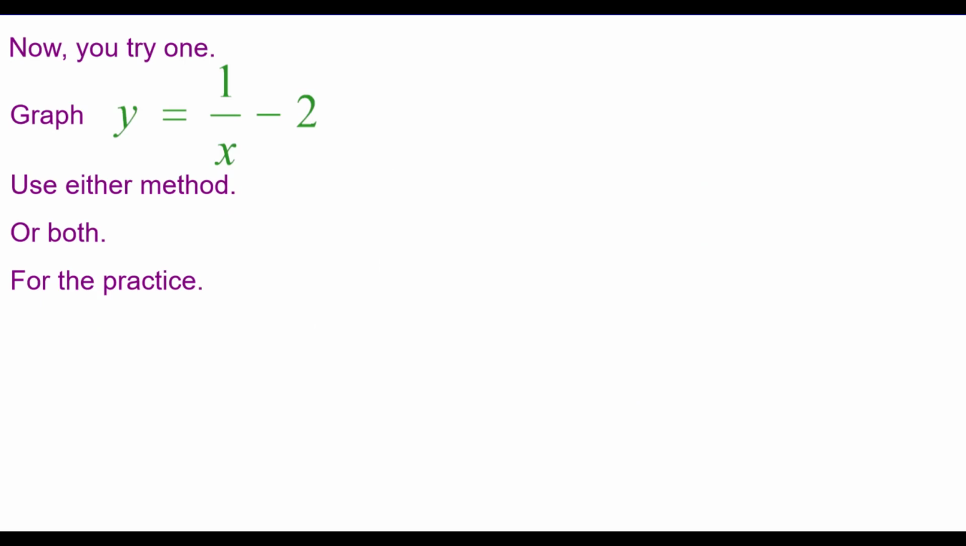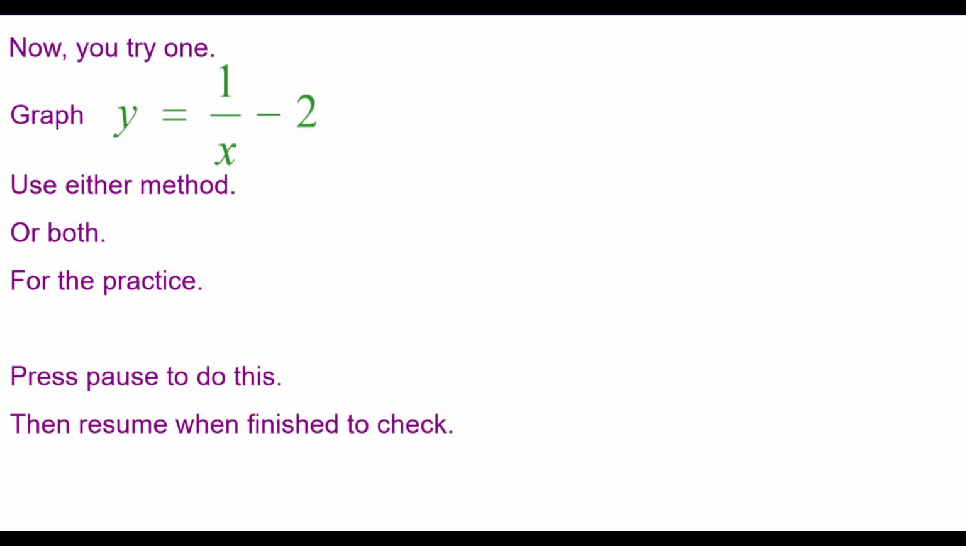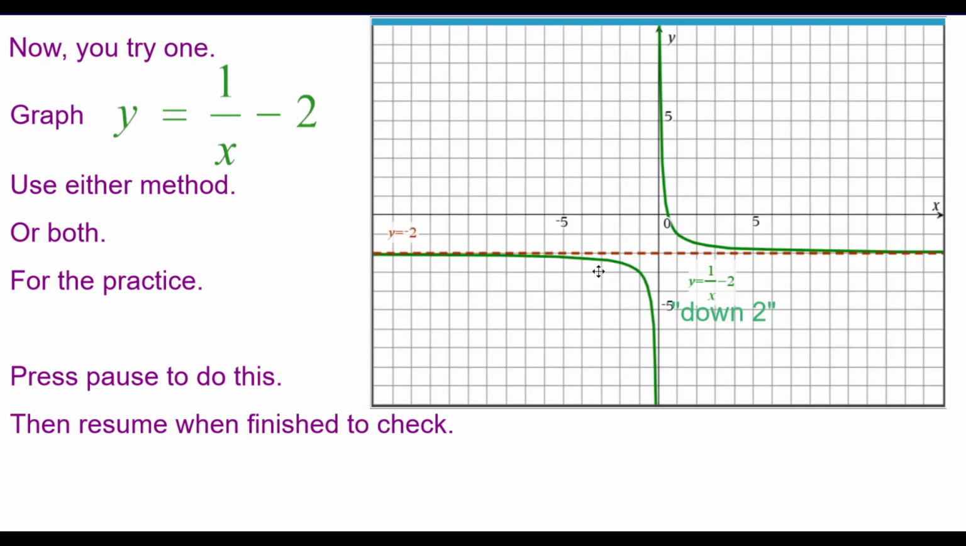Now you try one. Graph y equals 1 over x minus 2 using either method or both for the practice. Press pause to do this and then resume when finished to check. And this is the answer. It's a reciprocal function shifted down 2 units.